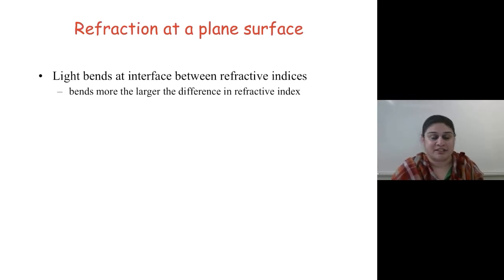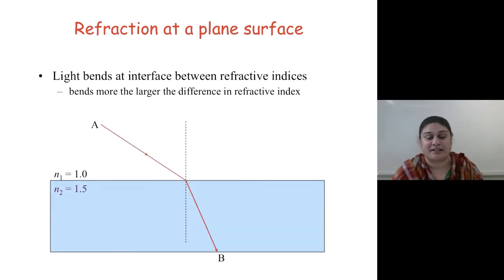Refraction at a plane surface is basically light bending at the interface between two refractive indices like this, for example between air and glass.